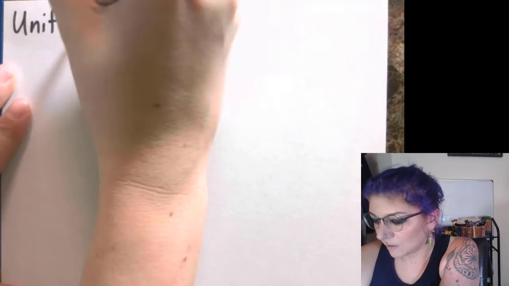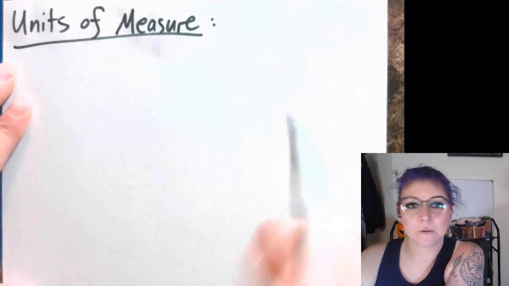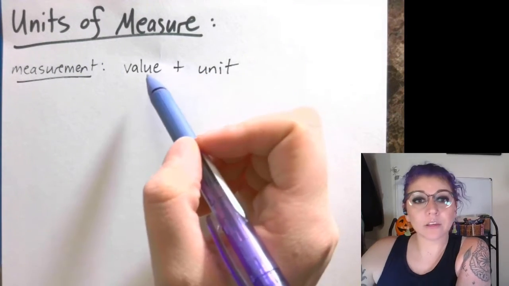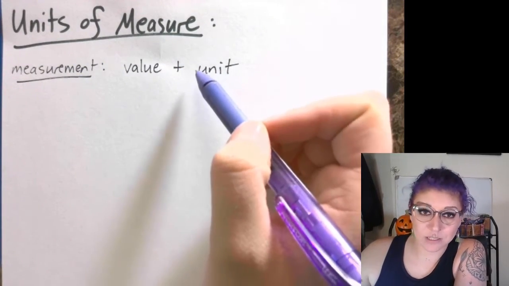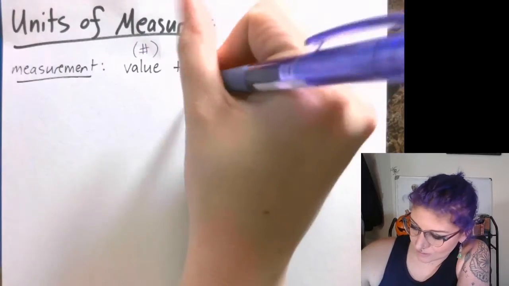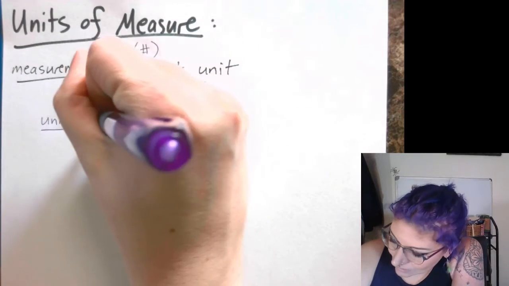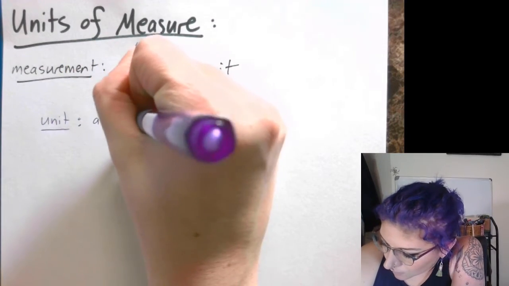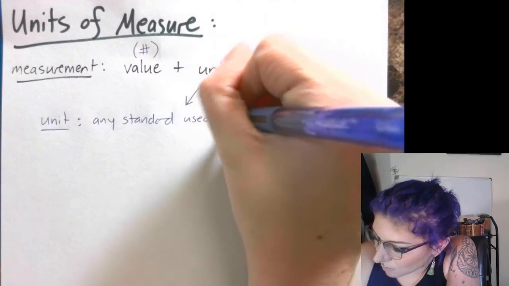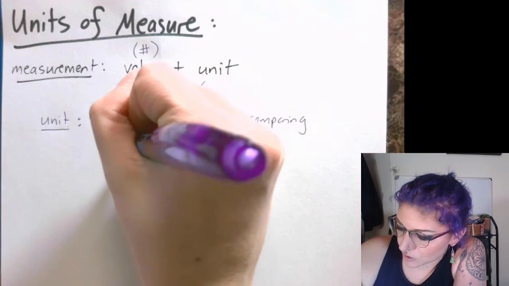Units of measure. So a measurement is a value plus a unit. So you can think of the value like a number, and then the unit. A unit is any standard used for comparing measurements.